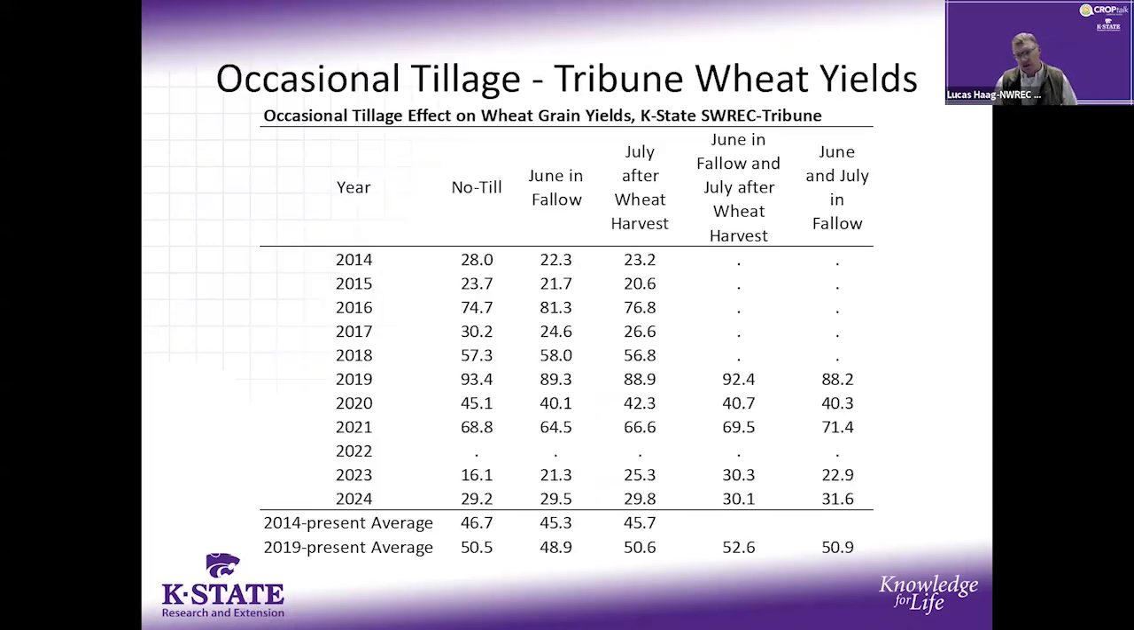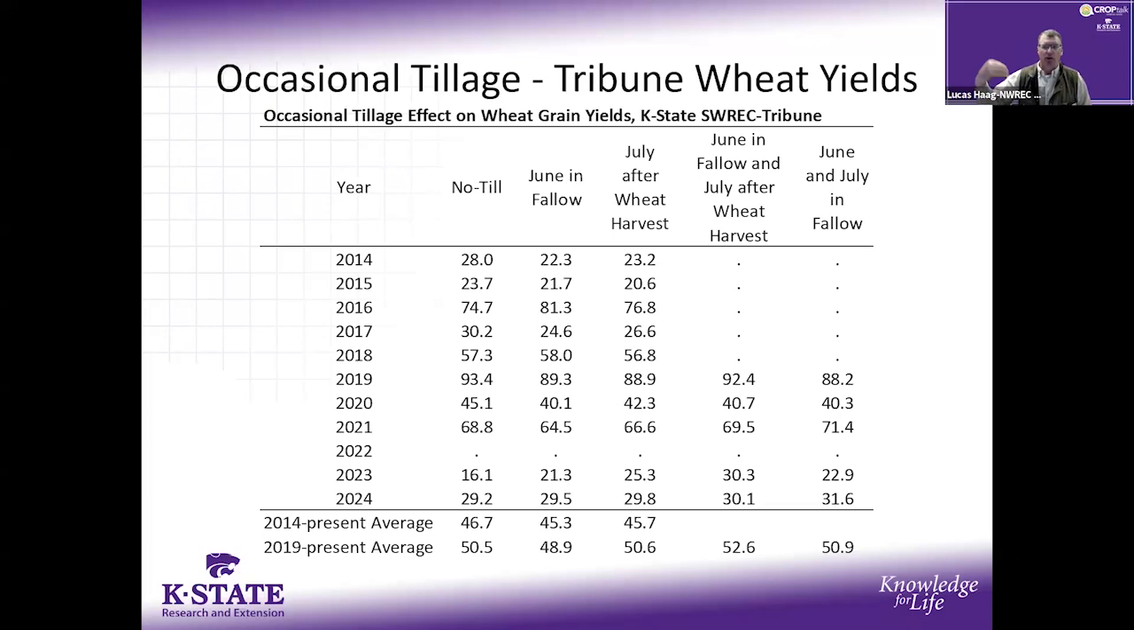Okay, so that's a strategic tillage. That was a one-time application of one-time tillage of otherwise no-till type ground. What about occasional till? Here's a study we've got going on at Tribune, at Garden, and at Hayes, where we're looking at no-till, tilling once during the summer fallow period, tilling once after wheat harvest, tilling once in the summer fallow period and once after wheat harvest, and then tilling twice in the summer fallow period.